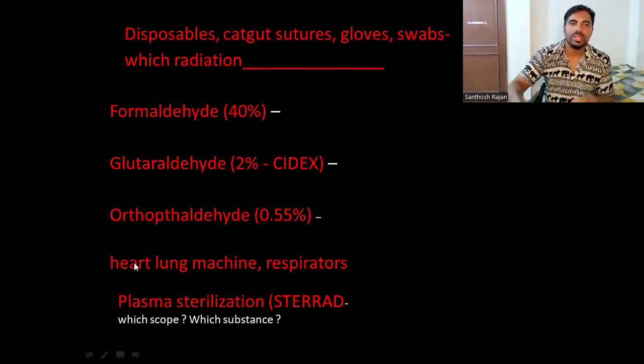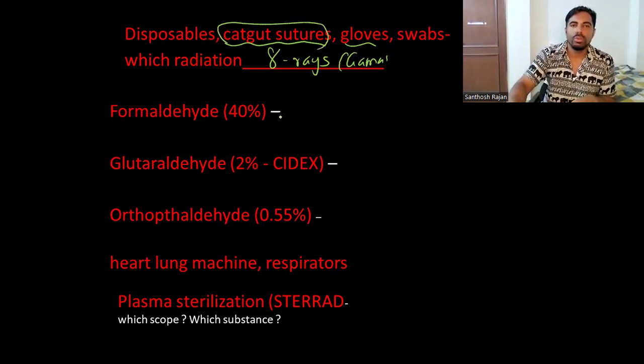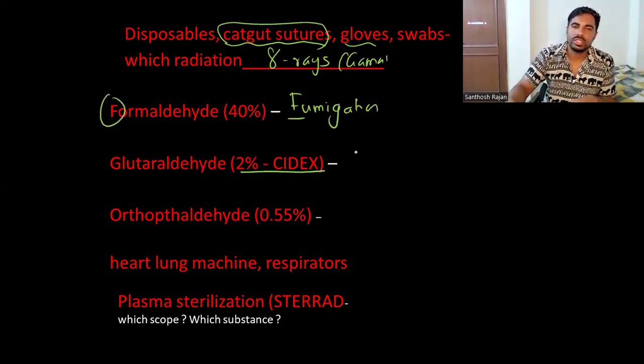Now, a few basic points they can ask you. For disposable catgut sutures, gloves, and swabs, which radiation do you use? We have X-ray and gamma. Gamma is highly penetrating, so gamma rays are best for catgut sutures. This question can be asked. Formaldehyde 40% is used for fumigation. Glutaraldehyde 2%, Cidex, is for any endoscopes, except arthroscopes.